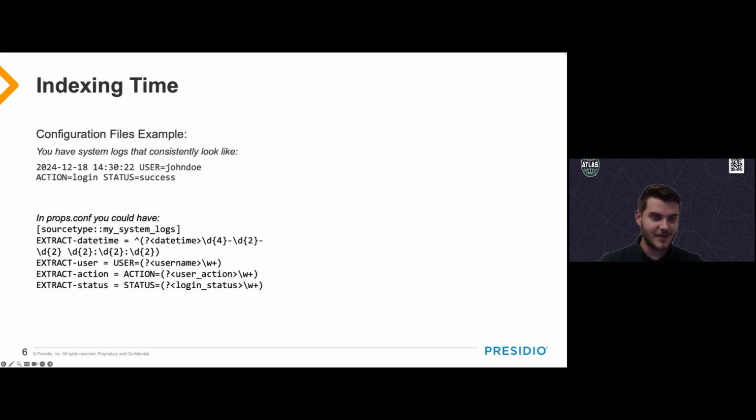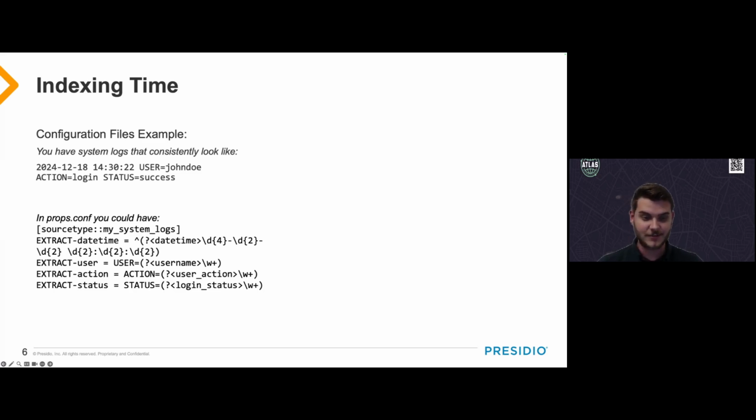Let's say you have system logs that consistently look like this, with a date and time, a user and the username, an action that they're doing, and the status of that action. In your conf files, you will be able to extract those fields by each one. So in this case, we can see that John Doe logged in successfully to the system on December 18th of this year at 2:30 p.m. We can break that up into separate fields like datetime, user, action, and status.